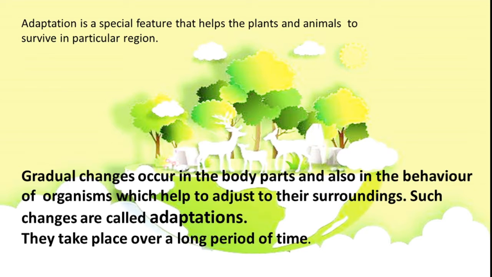So, adaptation. You are going to study a new term, adaptation. It is a special feature that helps plants and animals to survive in a particular region. Gradual changes occur in the body parts and also in the behavior of organisms which help them adjust to the surroundings. Such changes are called adaptation. They take place over a long period of time. So, gradually the changes occur in the body parts as well as in the behavior of organisms.